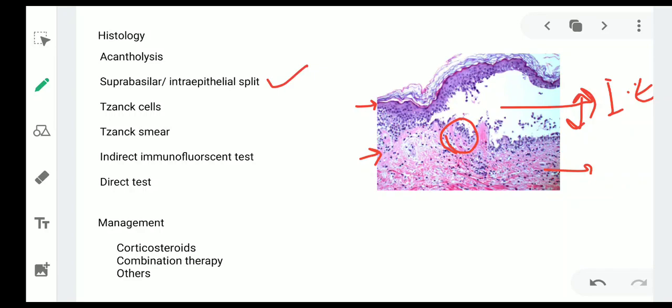Now there is acantholysis of cells. What is acantholysis? It is basically the loss of intercellular connections between the cells. Rank cells are seen in a rank smear. Now what are rank cells? A rank cell is basically a large rounded keratinocyte with a hypertrophic nuclei, hazy nucleoli, and abundant basophilic cytoplasm. So when the cells start moving from each other, a group of cells may remain there, and these are the rank cells.